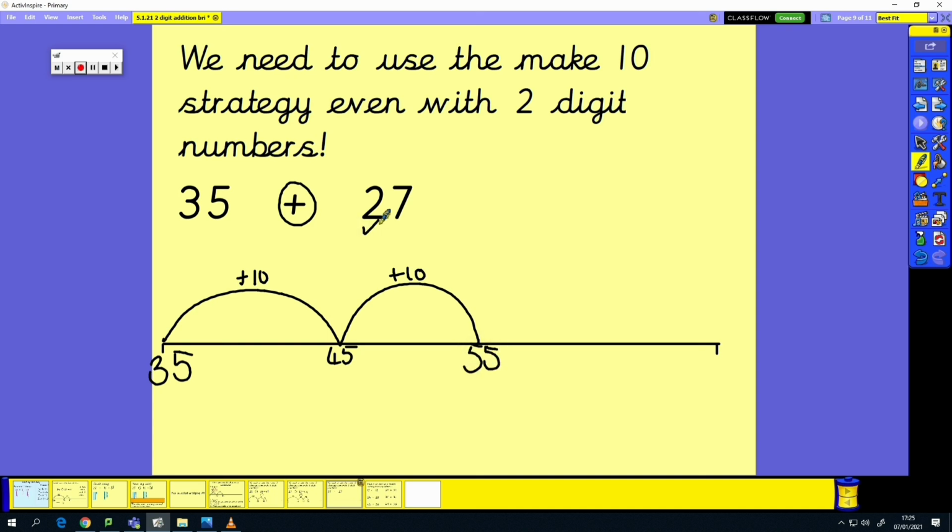Then we need to add to make our 10 next. So we're going to add the 7, but we're going to start by making 10. So we've gone from 55, we need to make to the next 10, so we need to add 5, which will then take us to 60. This is a big number. So we've got one part of our 7 is 5, and the other part we know from our number facts, so the other part of 7 is 2. So we're going to add 2 more, which goes from 60 to 62. So our answer is 62.